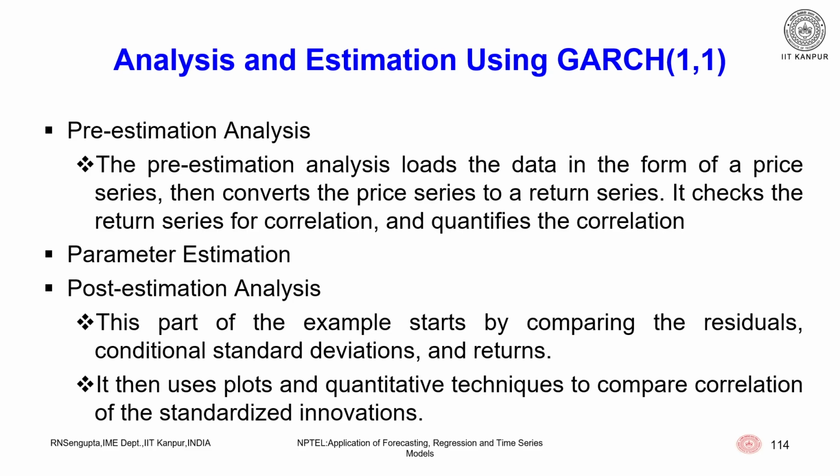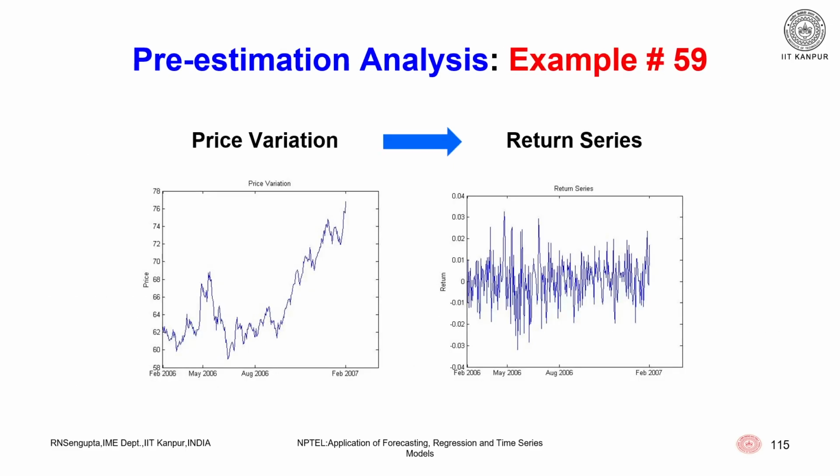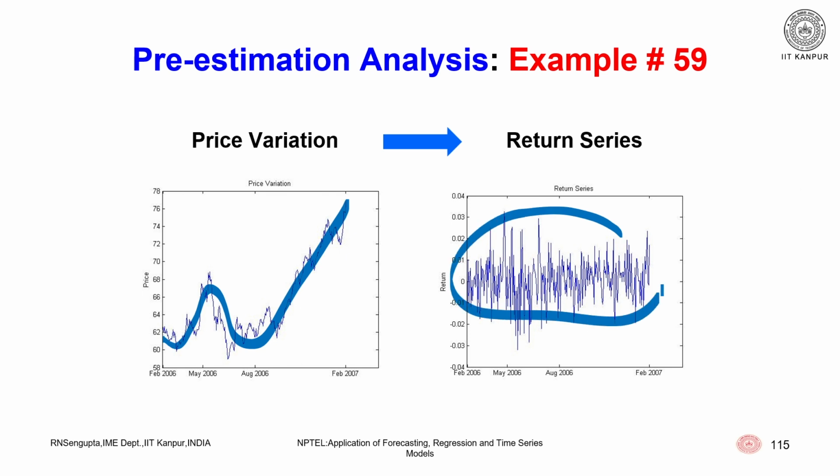This part of the example starts by comparing the residuals, the conditional standard deviations and the returns. Then it uses plots and quantitative techniques to compare the correlation of the standardized innovations. If I consider the price variation and the return variation for our time series data, for 2006 the data is quite contrasting. From February 2006 to August it is manageable, then it again shoots up. But if I consider the return series, they give us a totally different picture.